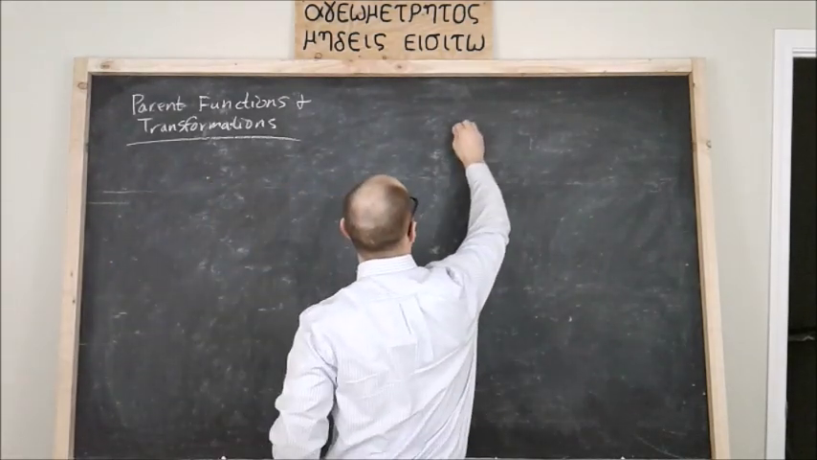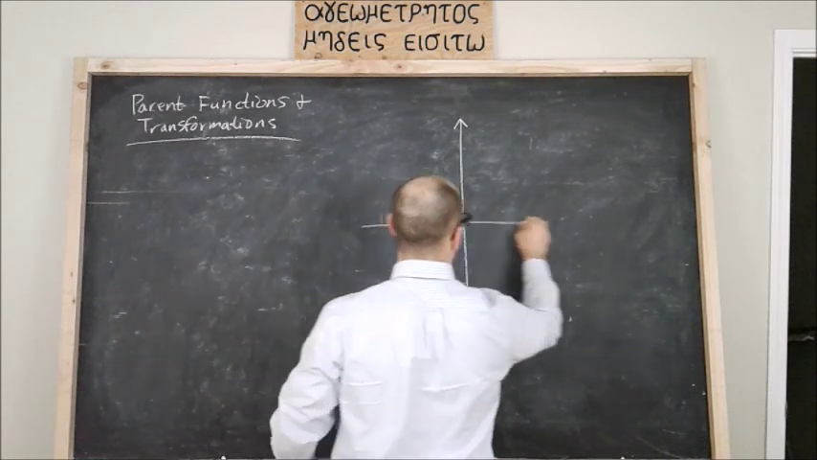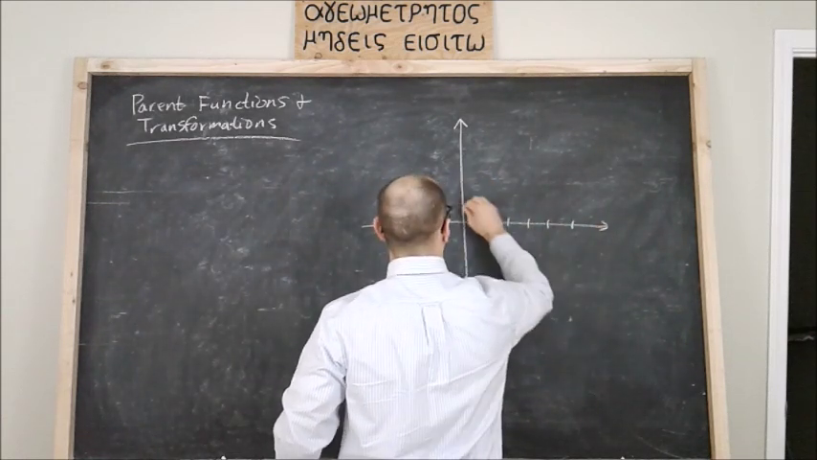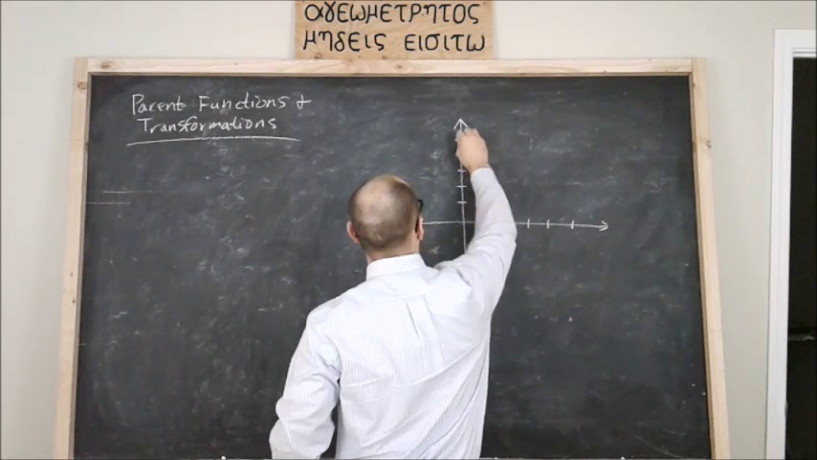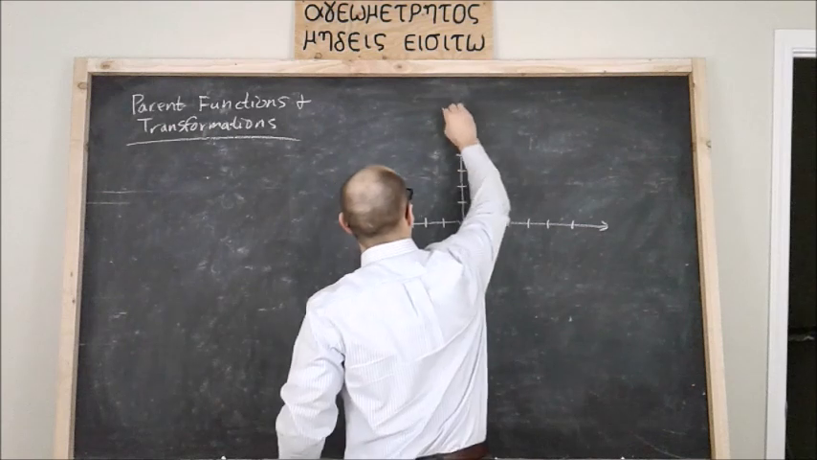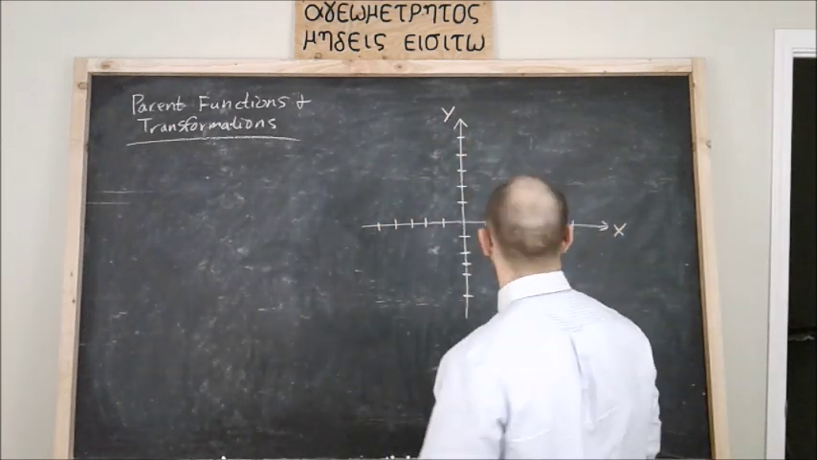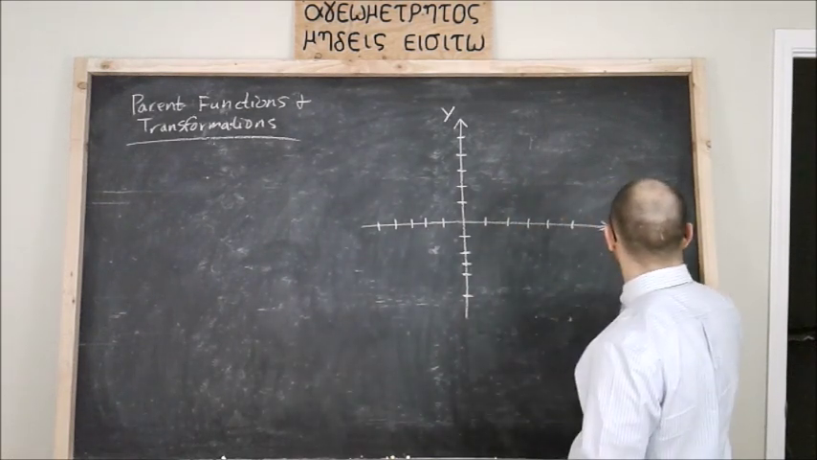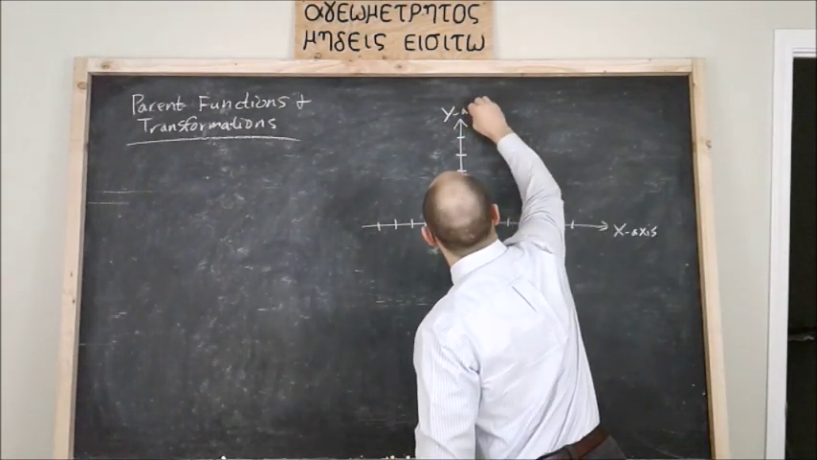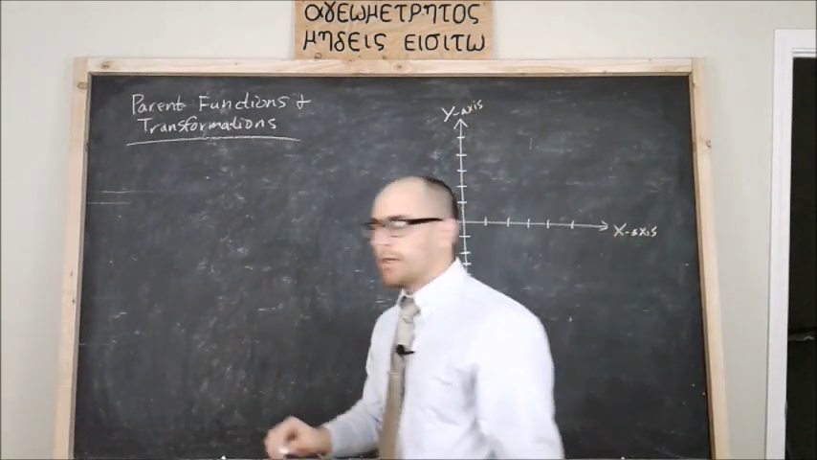Let's draw my Cartesian coordinates here. Again, I'll just mark off a few lines on each axis. Remember, the vertical is my y-axis, horizontal is the x-axis. I'll even write that there. Y-axis.